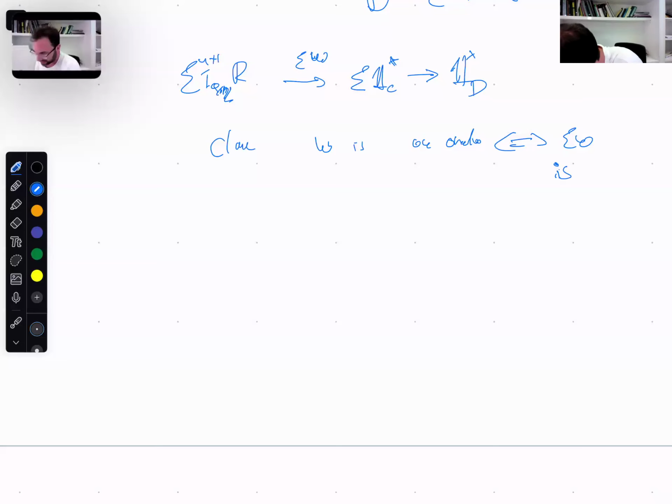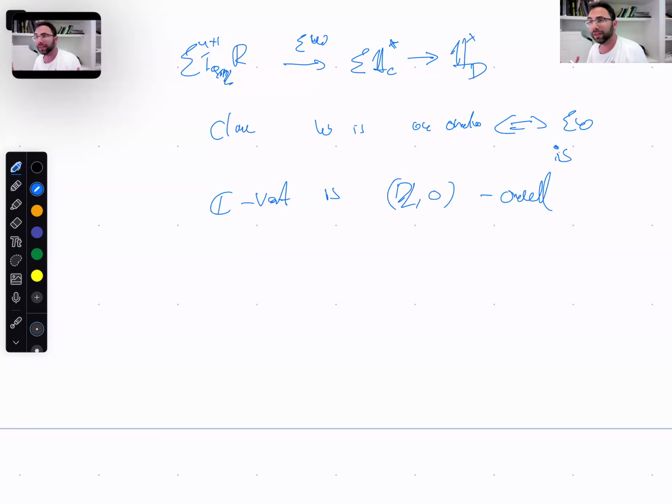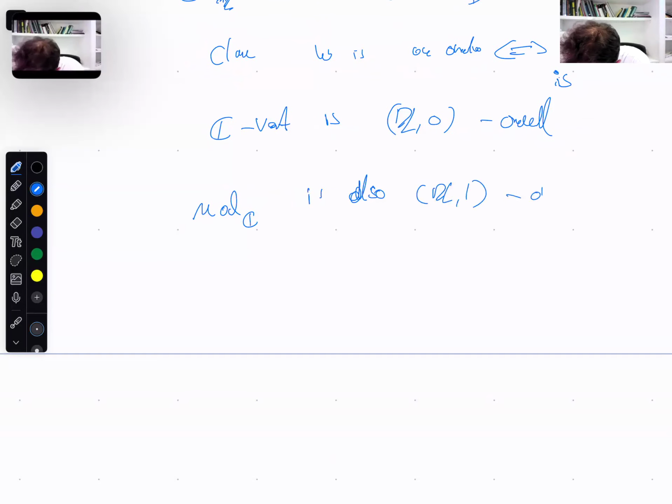Even better. Okay. So let me give you an example of the kind of situation that can arise, and then we're going to connect all this together. So C vect, for example, is Z0 oriented, right? This is what we just discussed. Which means that mod C, linear categories, is also Z1 oriented. Mod C vect is Z1 oriented.